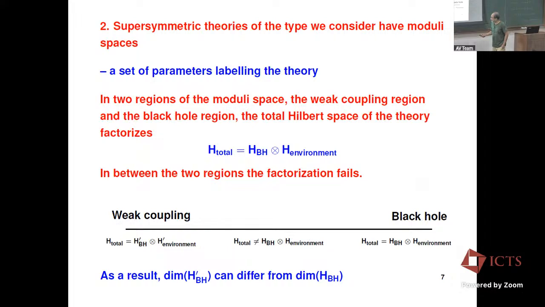So because of this, in general, what I'm calling H prime BH here, the black hole Hilbert space, this is not really the same as this one, because in between you cannot continue from here to here. So the dimension of H prime BH can differ from the dimension of HBH. I'll explain in the next slide why this is important.